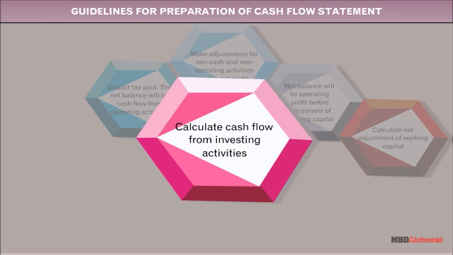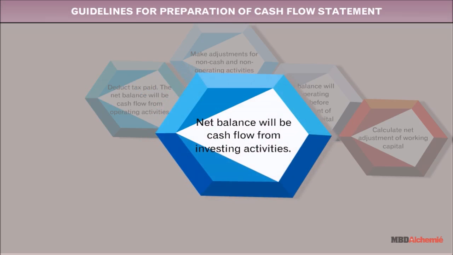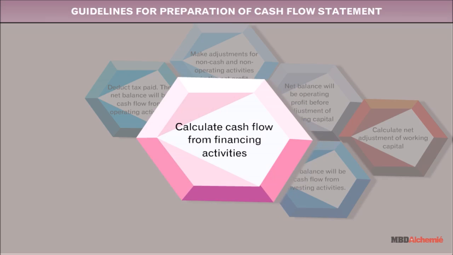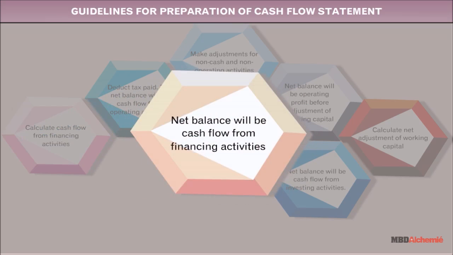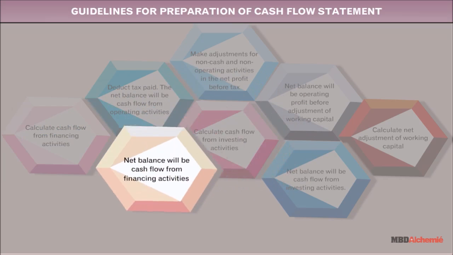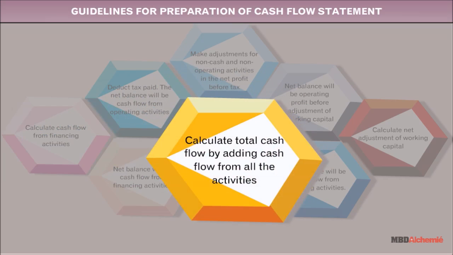Calculate cash flow from investing activities. Net balance will be cash flow from investing activities. Calculate cash flow from financing activities. Net balance will be cash flow from financing activities. Calculate total cash flow by adding cash flow from all the activities.